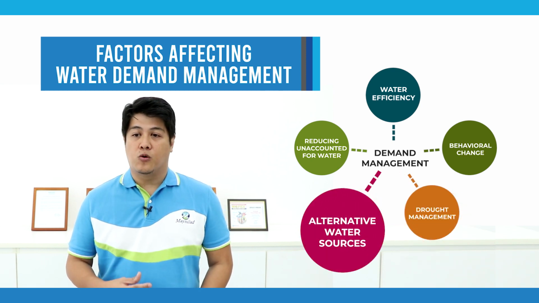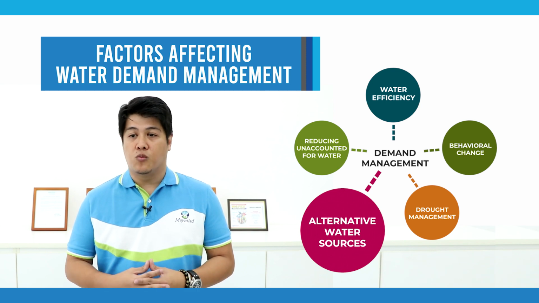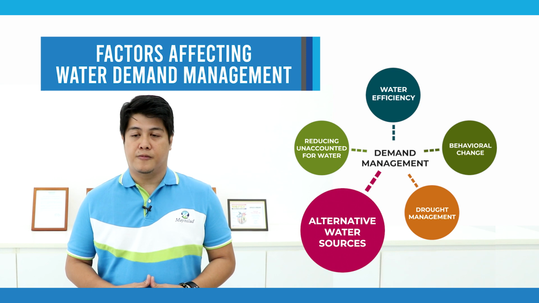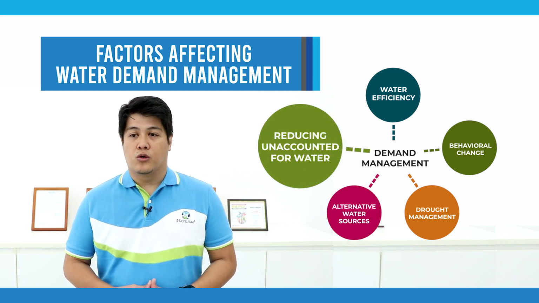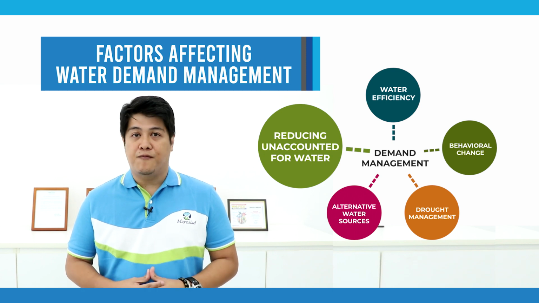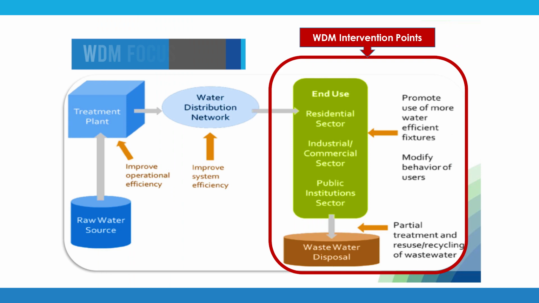Next is the alternate water sources. It is the recycled water, rainwater, and the non-revenue water. And lastly, the reducing of the unaccounted for water. It is the identification of unaccounted water. So this illustration shows the focus area of water demand management. It manages the demand of water on the end user or the consumer side.